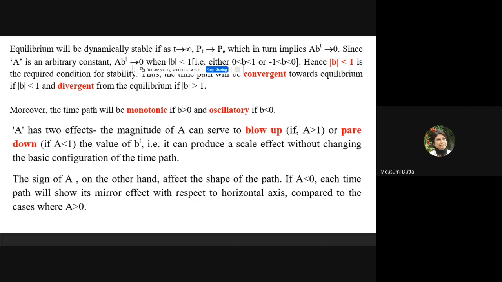Alternatively, if A is less than 1, it's a positive fraction. Or suppose we are considering the absolute value of A. So if the mod A value is less than 1, in that case, whatever impact b to the power t is bringing will be reduced a bit. So A can blow up the effect of b to the power t, and A can reduce the impact of b to the power t. So this is number one.